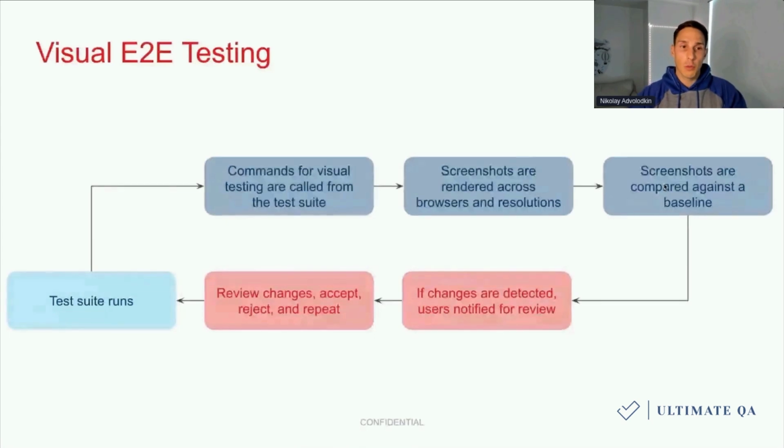The baseline is the one time you have to manually set a baseline and say, hey, this is acceptable to us from this point forward. Use this baseline in future test executions. If changes are detected, we have to decide, is it a bug, or is it a feature, or is it something else? And then we review changes, accept, reject, and repeat. That's how visual testing works.